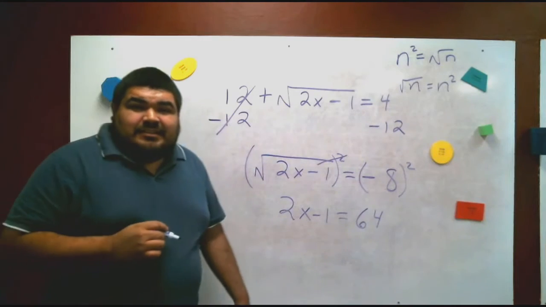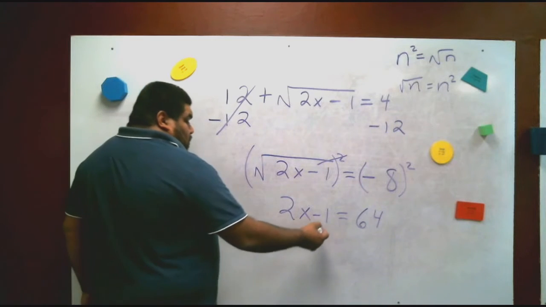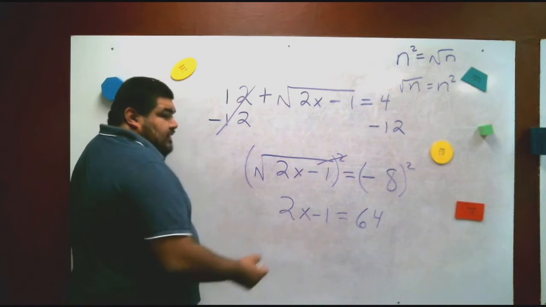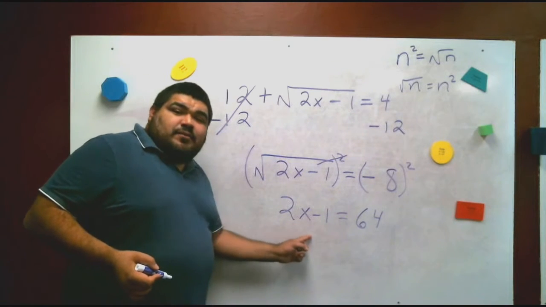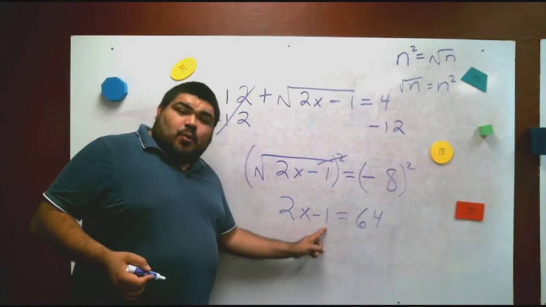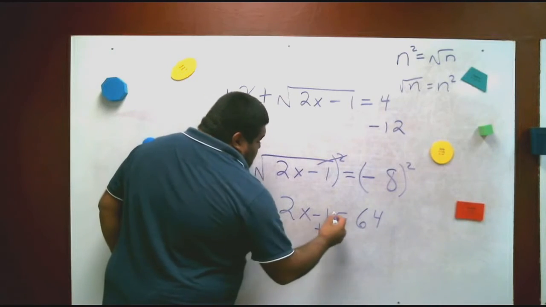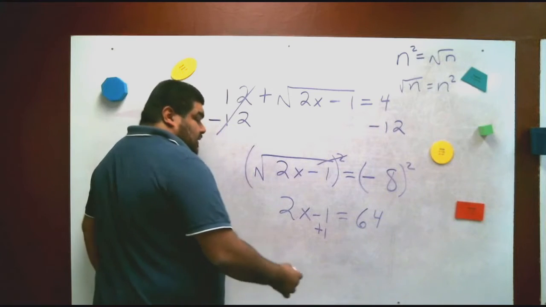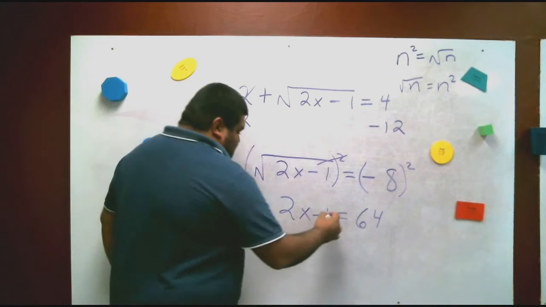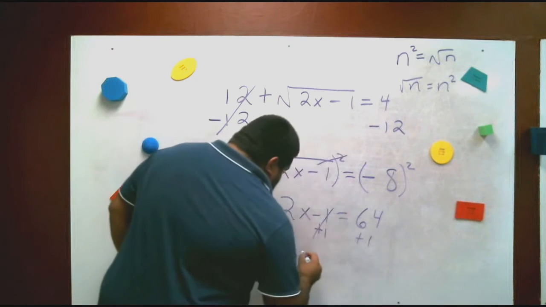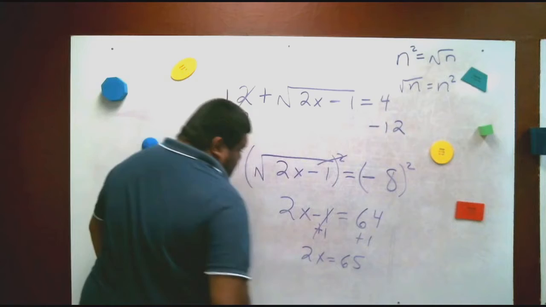Now that we have 64, we can actually solve this a lot easier. Now that we have no radical, remember, you cannot move the x first. You have to move the 1. So plus 1, because it's negative, the opposite is positive. Whatever you do to one side, again, do to the other side. So plus 1. So 2x equals 65.